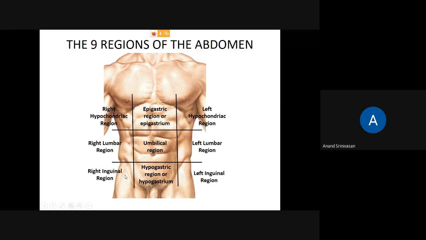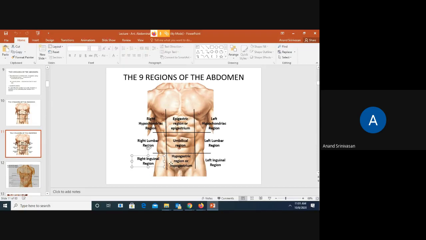Okay, then inguinal region, right and left inguinal region. The right inguinal region, what are the structures? It will be the starting point of the colon, the large intestine, which is called as cecum. Cecum and appendix. So in case of appendicitis, usually the patient comes with a right inguinal region pain. Or it is also called as iliac fossa.